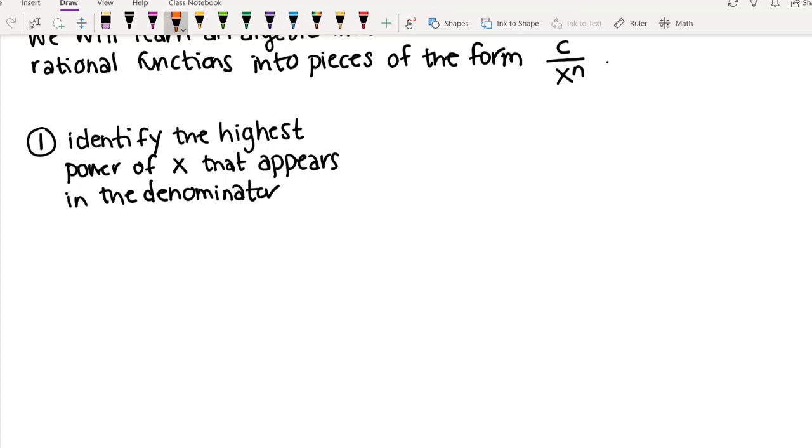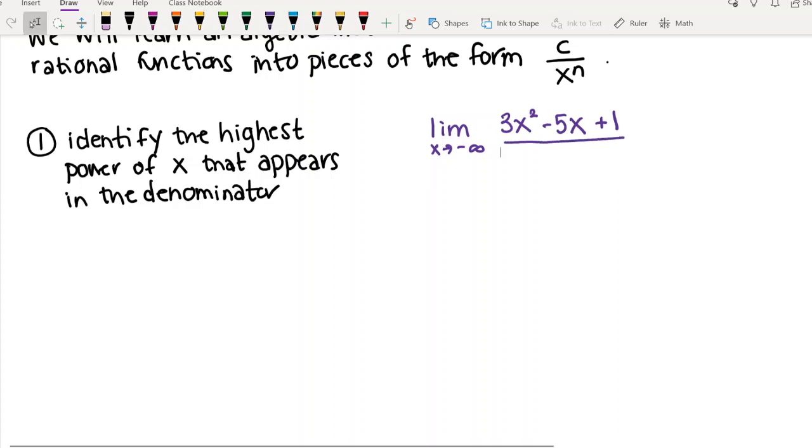Okay, so I'm trying to decide what color to use. I'll use purple. Let's say that we're working on the limit as x approaches negative infinity of 3x squared minus 5x plus 1 divided by x cubed plus 2. In this case, the highest power of x that appears in the denominator is x cubed.